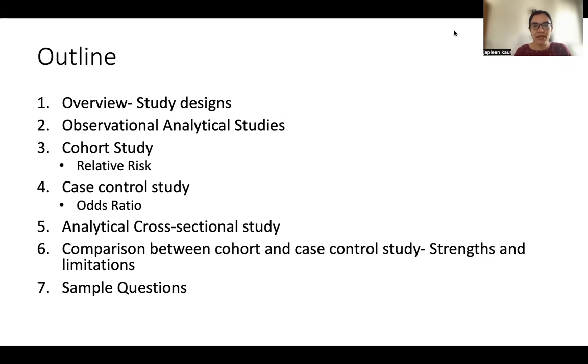Just a brief outline: we'll talk about the various study designs and the observational analytical studies, which are the main subject of today's lecture, like the cohort study, case control study, and analytical cross-sectional studies. Then we'll compare the cohort and case control studies for their strengths and limitations, and we'll discuss a few sample questions so that we know what you have understood from this lecture.